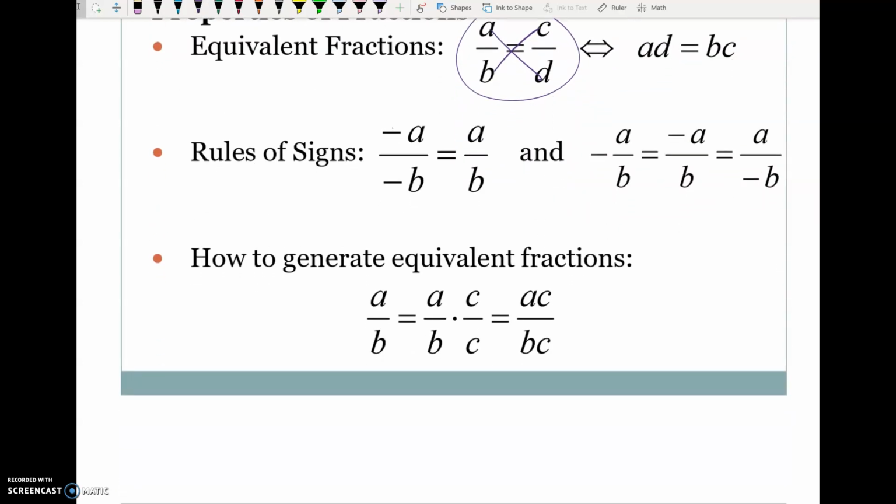To generate equivalent fractions, think of like 2/3. If you want to change that to something over 6, you would have to multiply the top and the bottom by the same thing to get that 4/6. So you're creating an equivalent fraction. 4/6 is equivalent to 2/3 because we multiply the top and the bottom by the same thing.